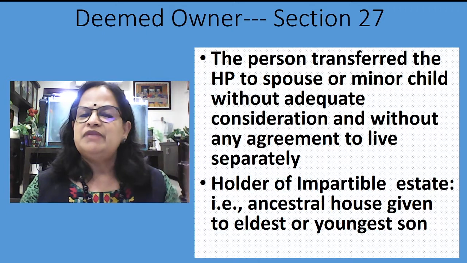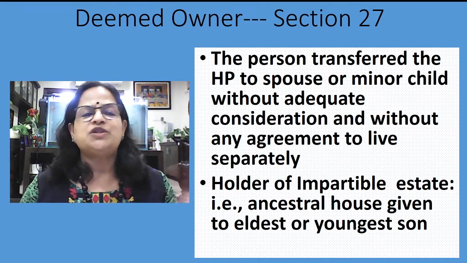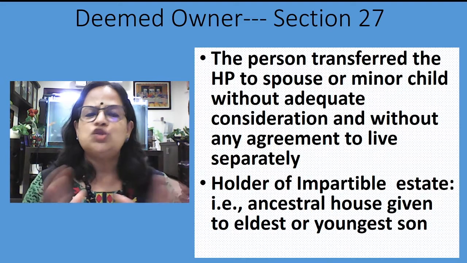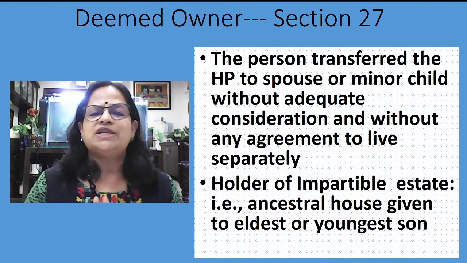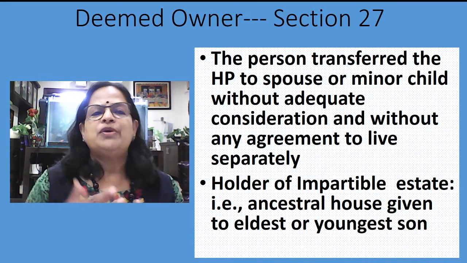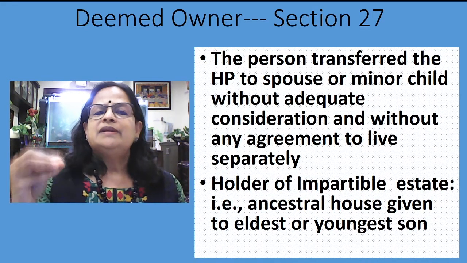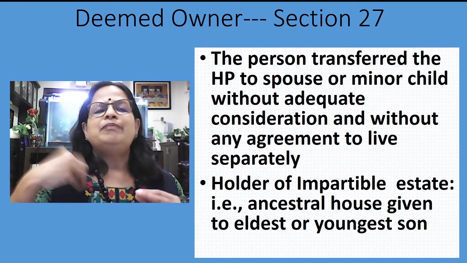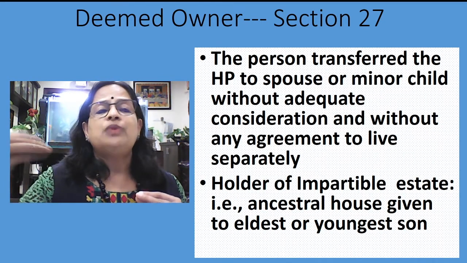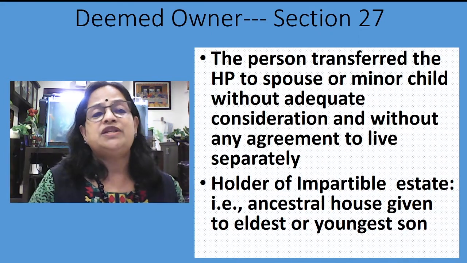Please remember, in the previous sections also I have mentioned the section. Wherever I have mentioned the section is important. When you write the 2-mark questions, you have to quote the section also to score the full marks. So deemed owner, there are 5 points. See, in certain cases, if people want to escape tax, they will use some tactics to avoid tax. So these are the explanations I am giving.